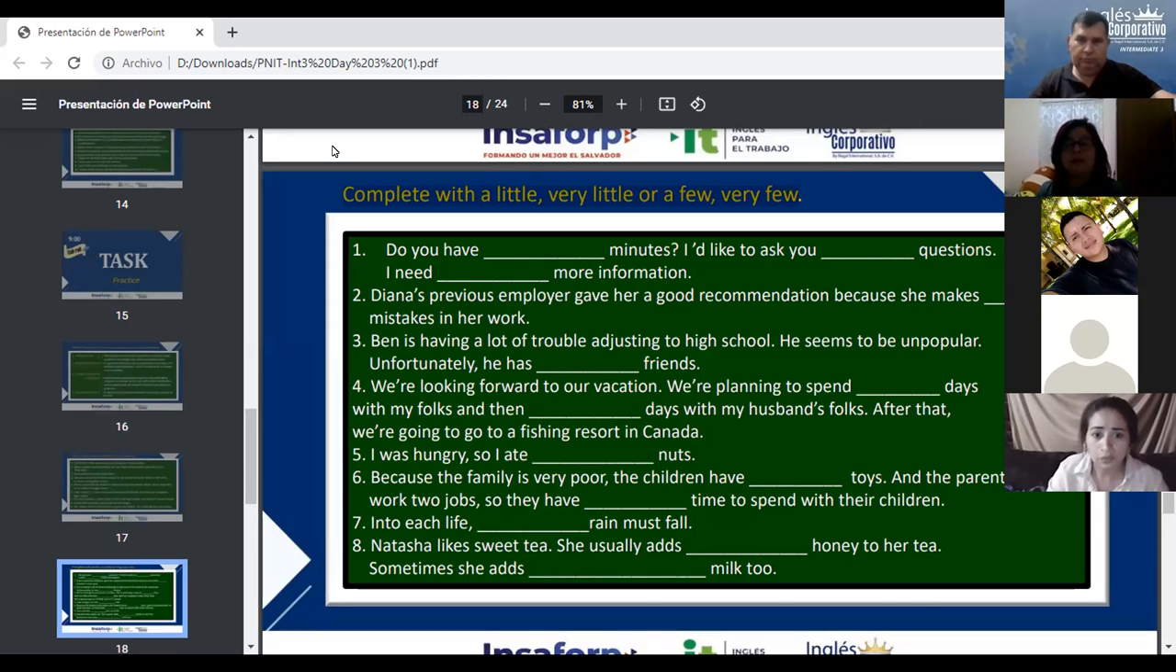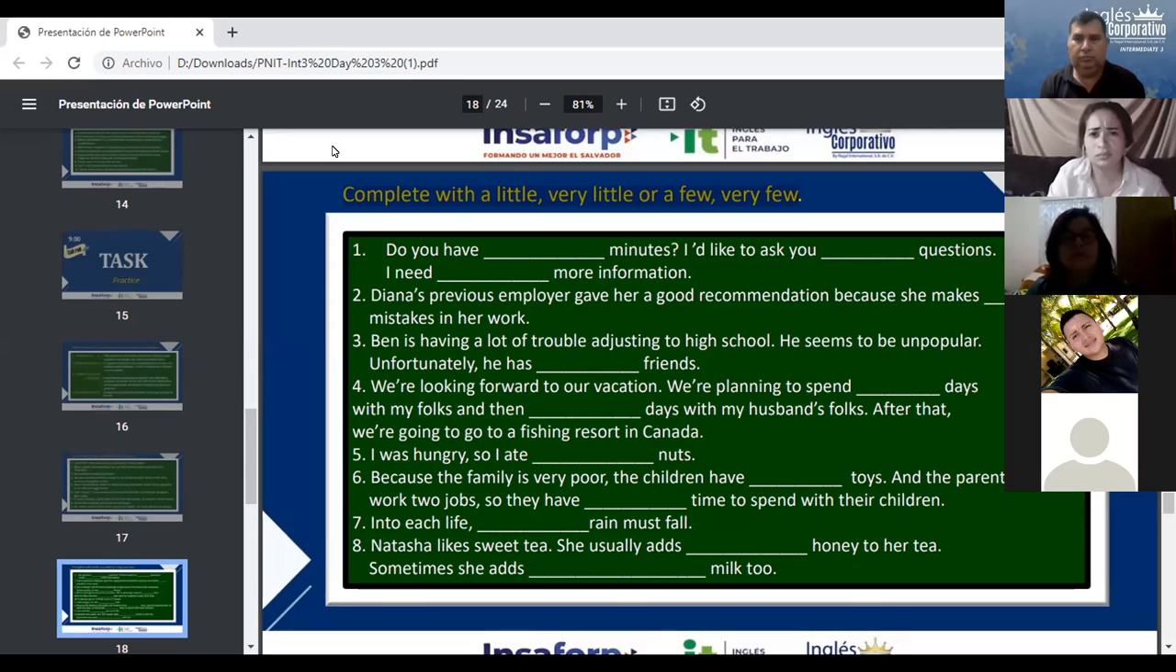And then a few days with my husband's folks. After that, we were going to go to a fishing resort in Canada. Nice. Number five, I was hungry, so I ate a few nuts. A few, right? A few nuts.